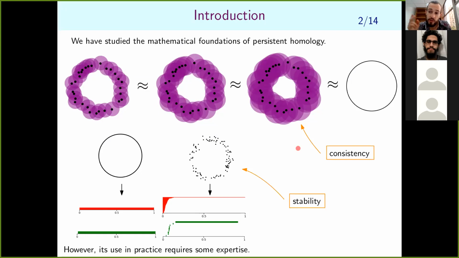And the two most important results that we've seen are, first, the consistency of persistent homology. Consistency means that at some point in our persistence module, we see the topology we want to estimate. And the other result is stability, meaning that if we do not have an exact signal, but a noisy one, we can still obtain valuable information from the persistence modules. And so this is the theory.